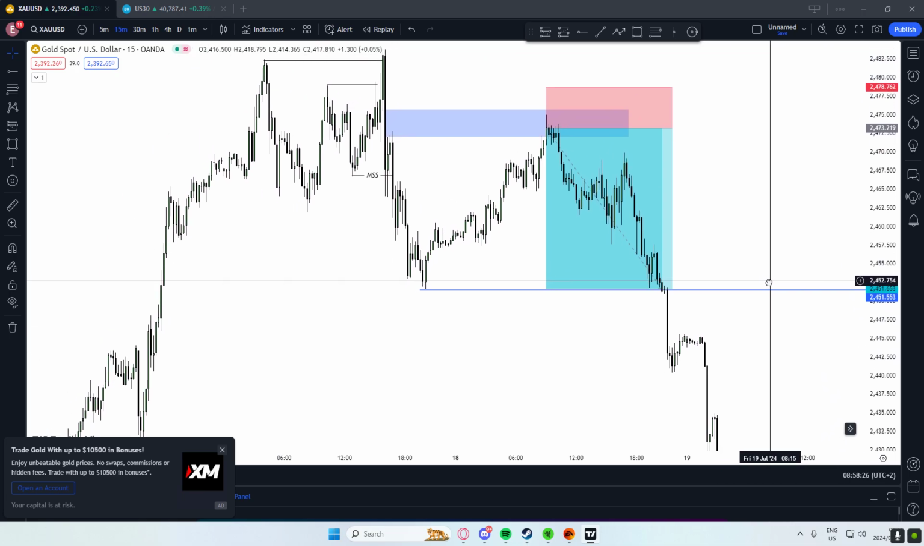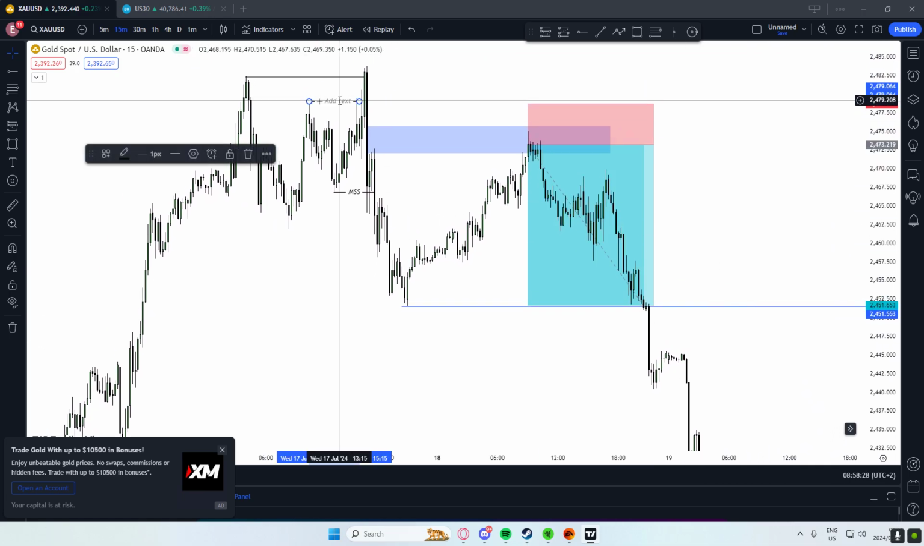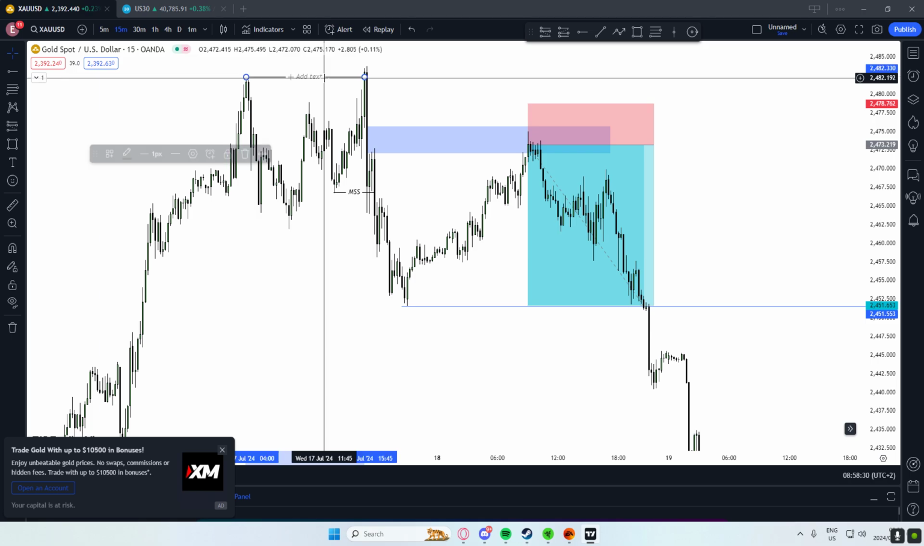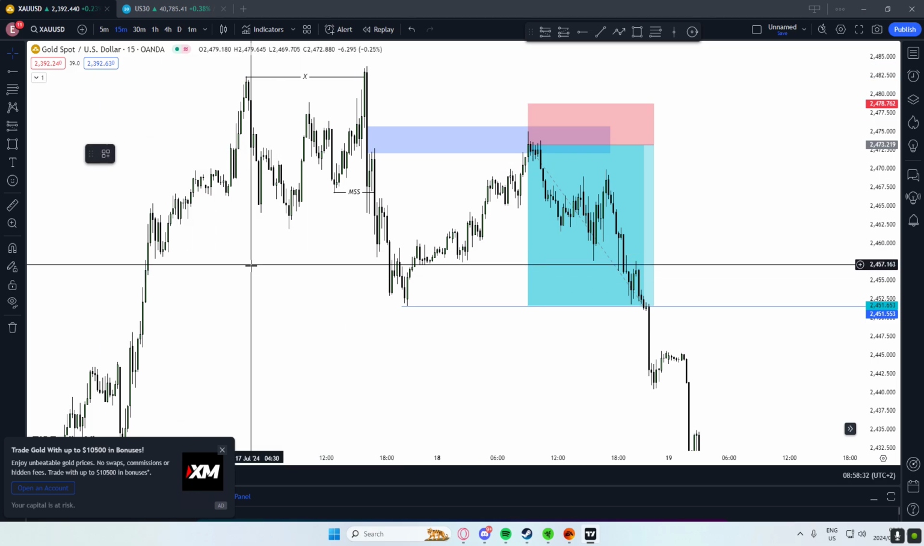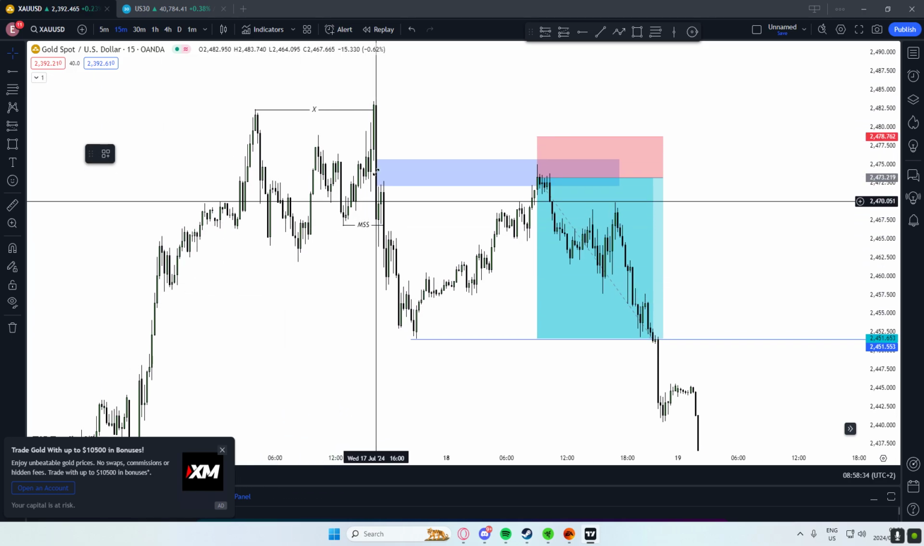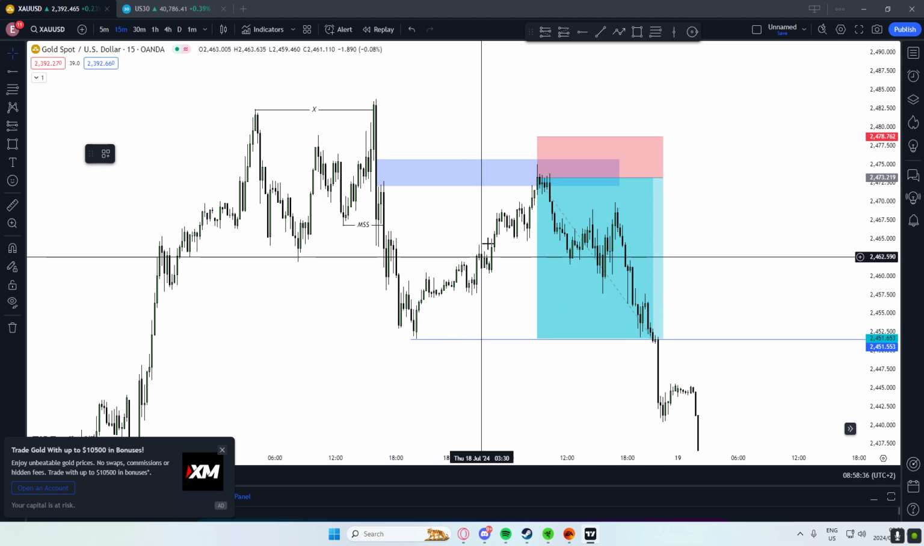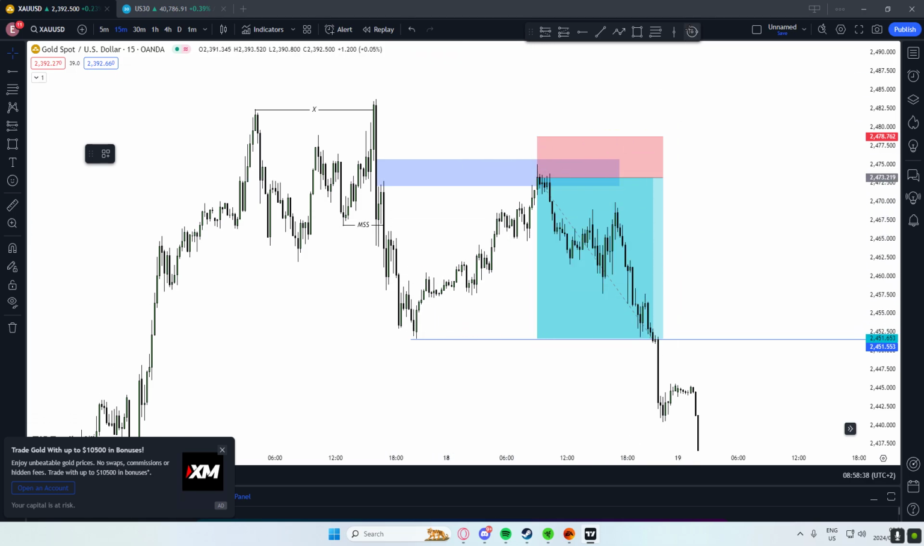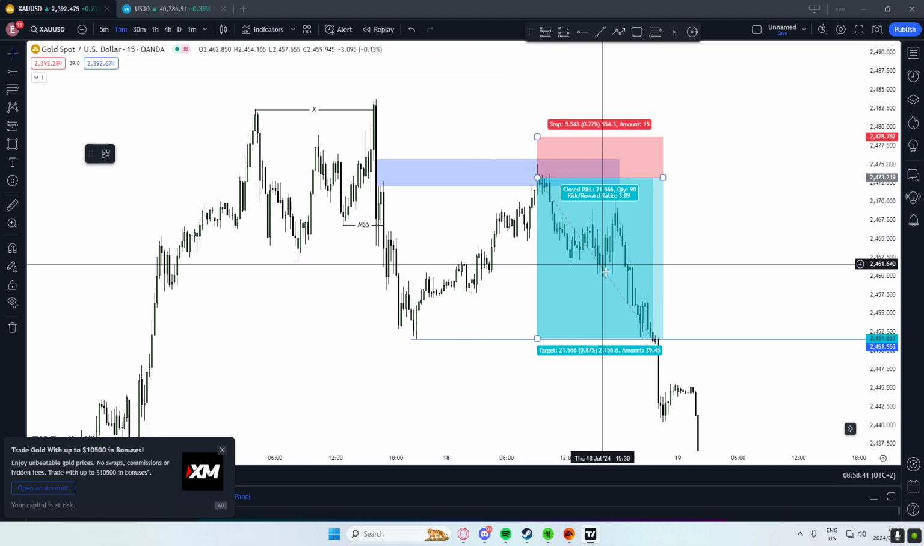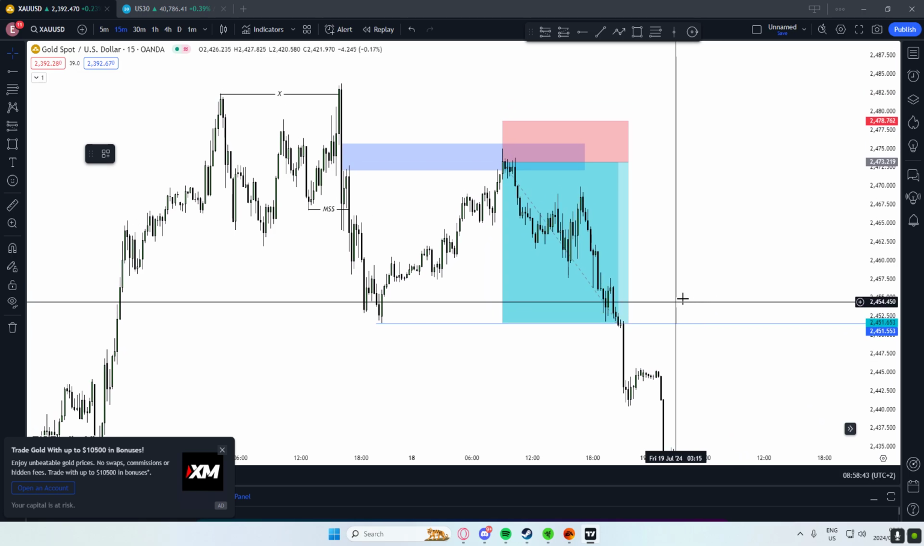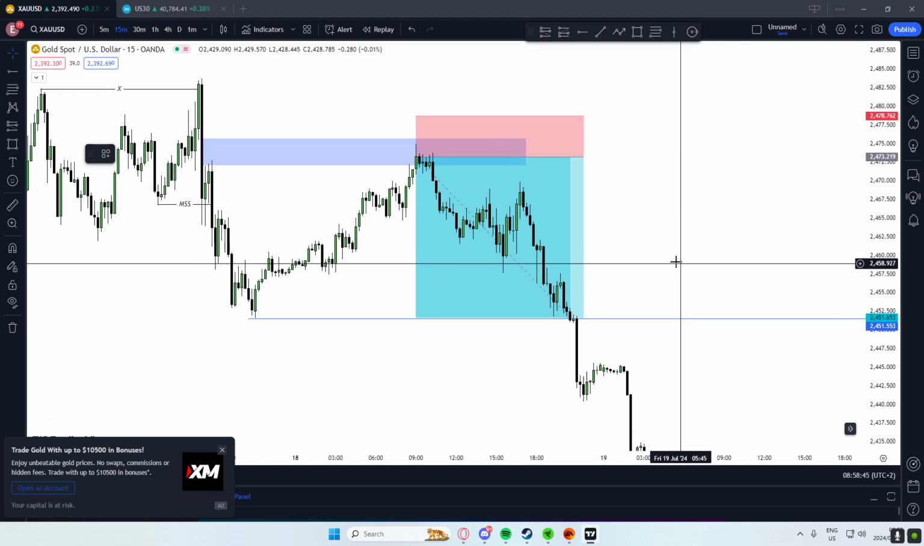Beautiful trade there. Just from three things: a liquidity sweep right here, a market structure shift to the downside, a push back into the fair value gap, and a movement down. That's going to be the lesson for today, guys.